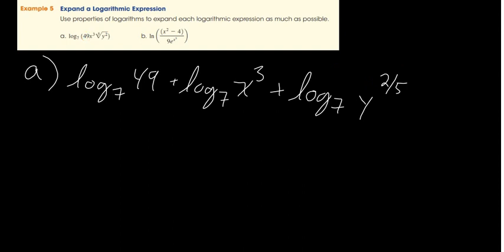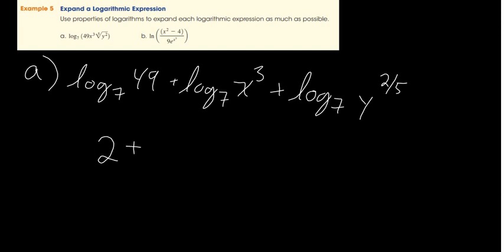Cleaning this up a little bit, we should see the relationship here. 7 raised to what power is equal to 49? Well, 7 raised to the 2nd power. So this log base 7 of 49 is simply 2. So we can rewrite that as 2.